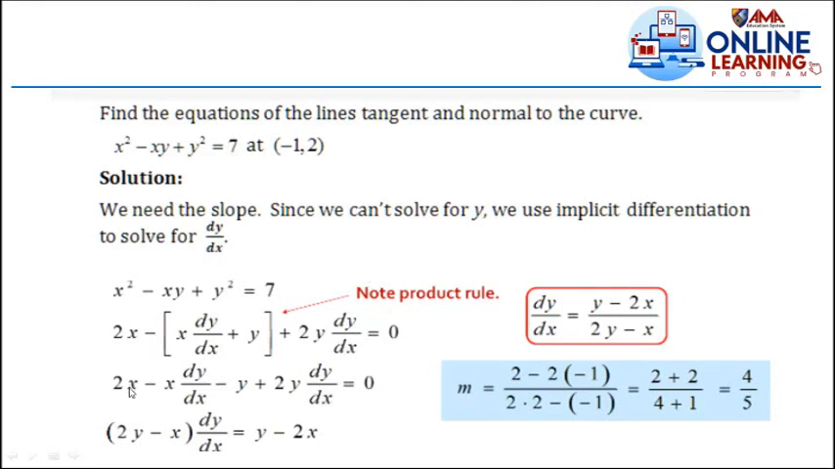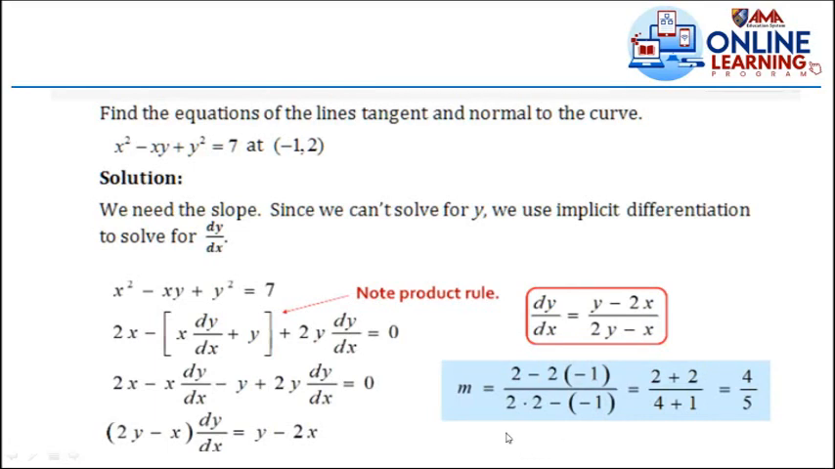Simplifying further, we have 2x minus x dy/dx minus y. We distribute the negative sign: negative x dy/dx, then negative y, plus 2y dy/dx is equal to 0. Next, collecting dy/dx terms and factoring, we have dy/dx times 2y minus x, since the positive term comes first, is equal to y, which we moved and became positive, and negative 2x. Therefore, dy/dx is equal to y minus 2x divided by 2y minus x.